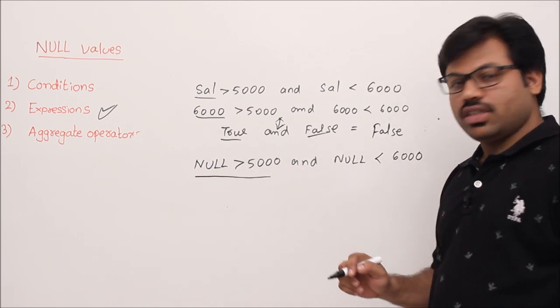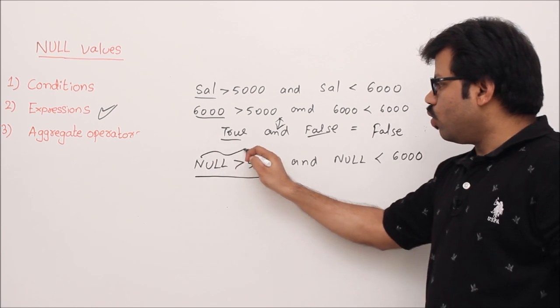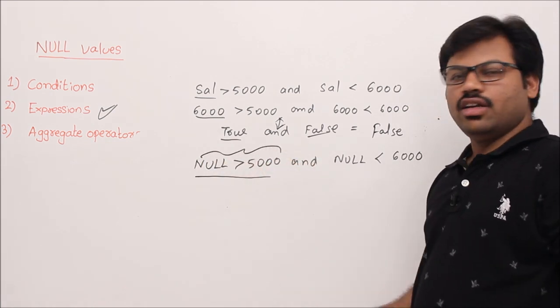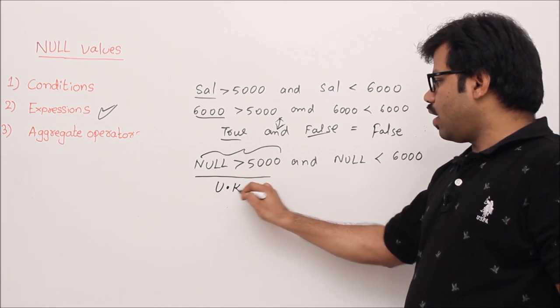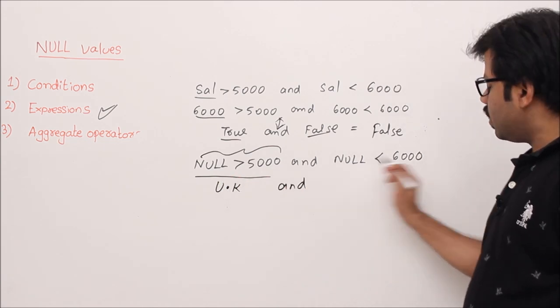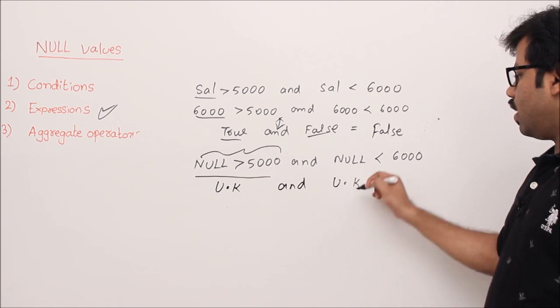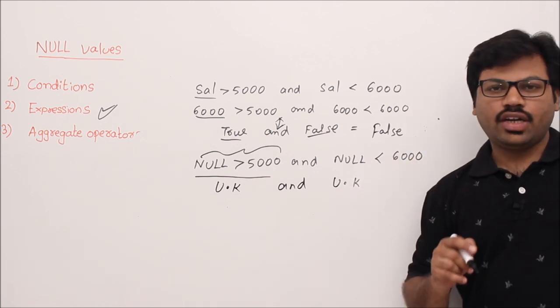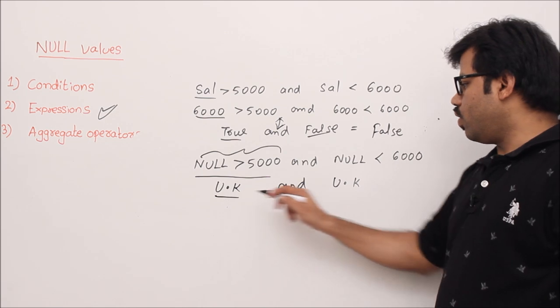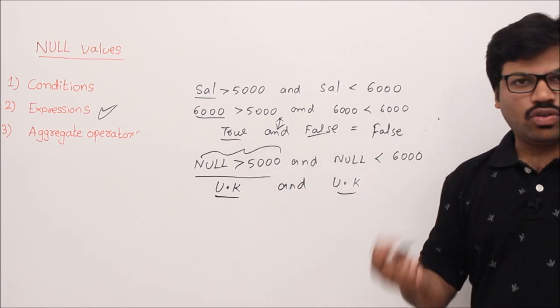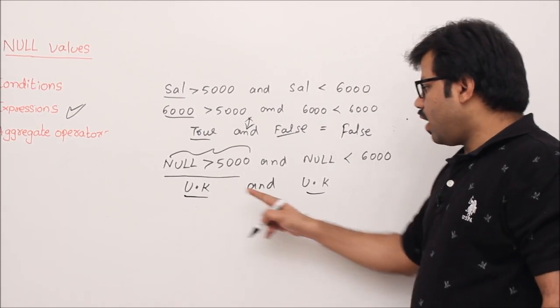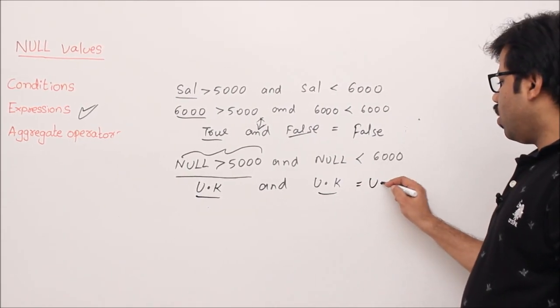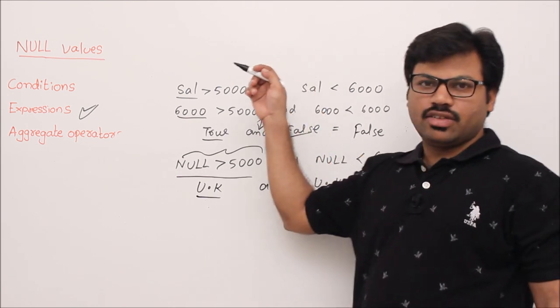Null greater than 5,000. I already told you this is evaluated to unknown, correct? Unknown, and null less than 6,000 is also unknown. Null versus anything is unknown, right? So that's why unknown AND unknown is the final answer. What is unknown AND unknown? You should know. Let me tell you at this moment, unknown AND unknown is actually unknown, but let me tell you complete details one by one.